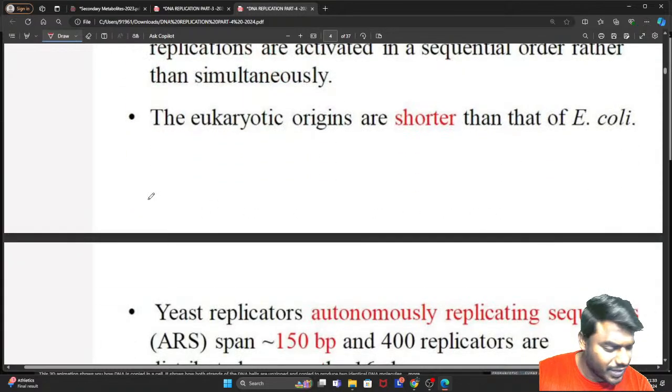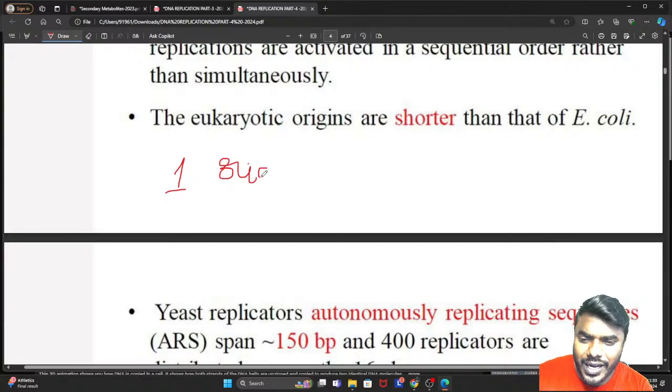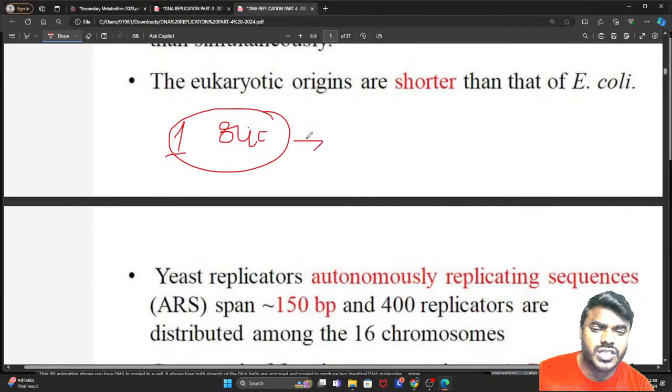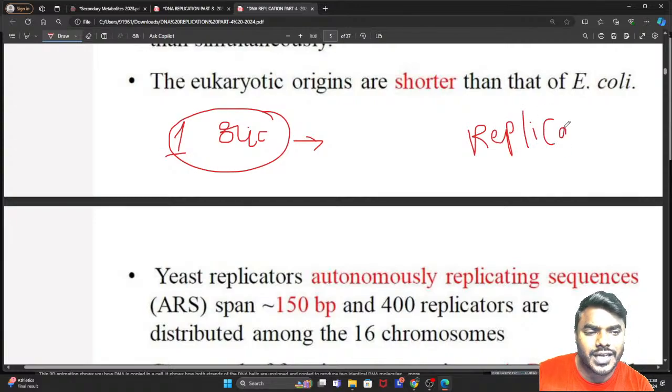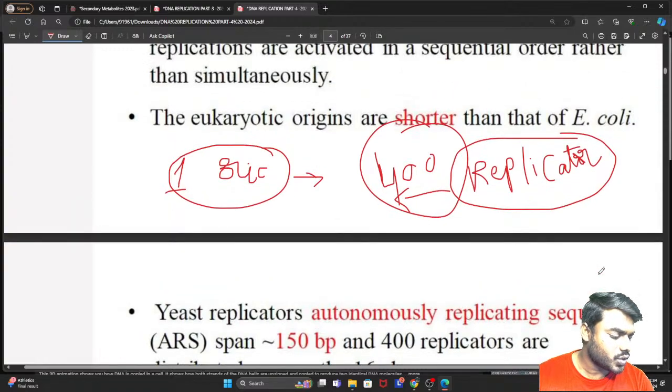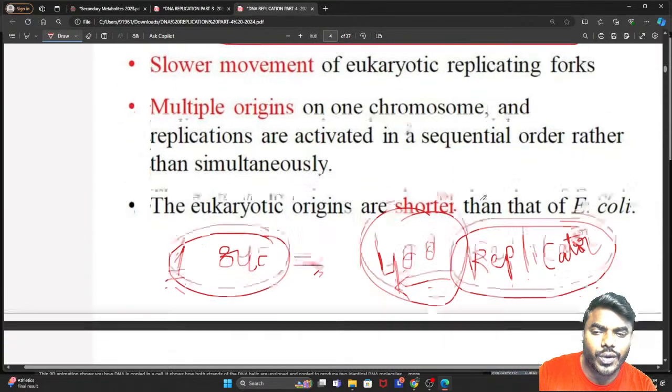Now, I believe every student remembers my statement. In case of a prokaryotic organism, how many ORCs are there? First understand the differences. In prokaryotes, there is only one ORC. Correct? In the eukaryote, we don't use the word ORC. Instead, we use the word replicator. No point of getting confused over there. And how many replicators are there? Nearly 400 replicators are present. So imagine how big the eukaryotic genomes are.